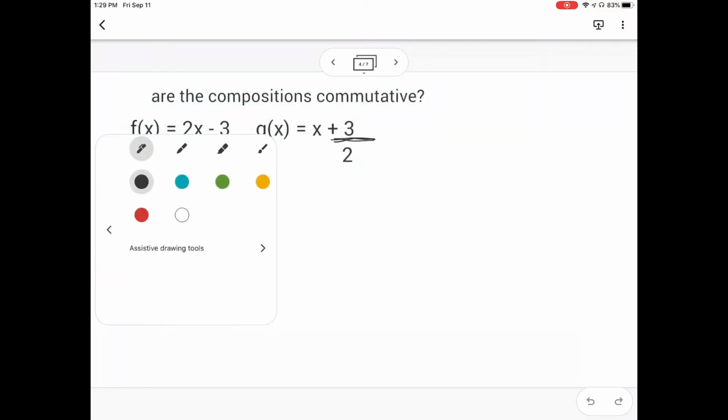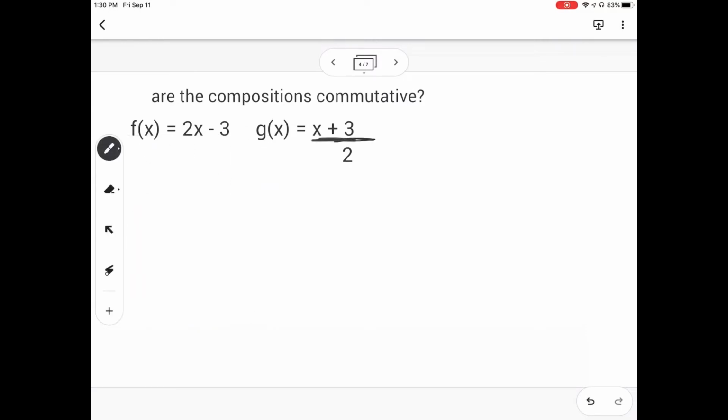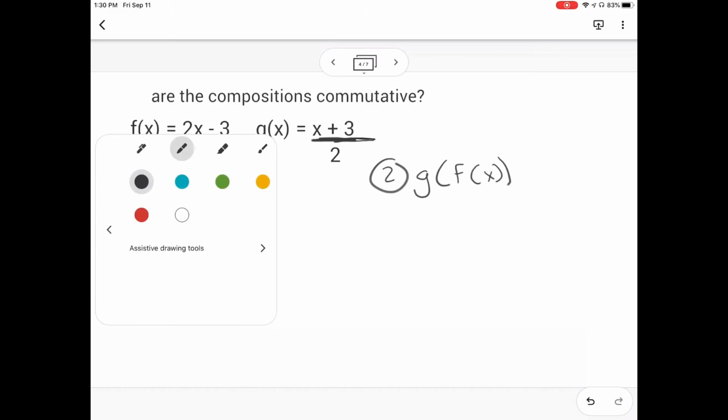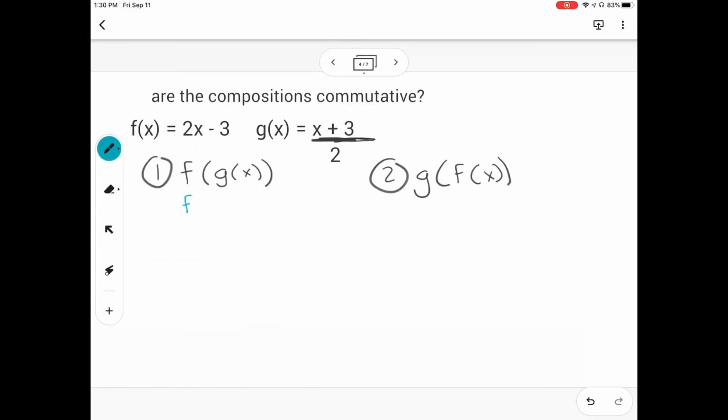Now here's two functions. Okay. So what you do is you do two things. First, you do f of g of x. Then you do g of f of x. We have to test both. So let's test the first one. So we're doing f of x plus 3 over 2. So we're plugging x plus 3 over 2 in for x.